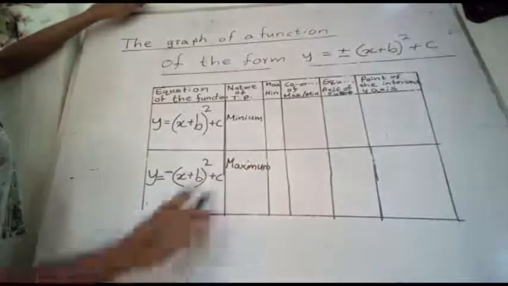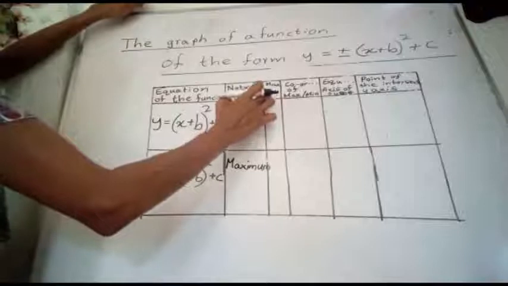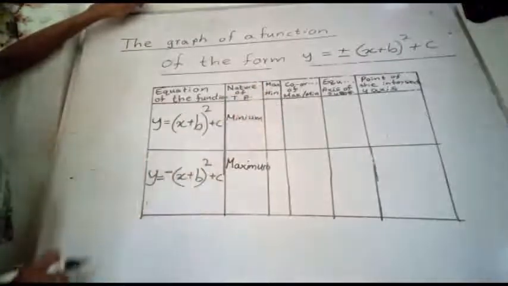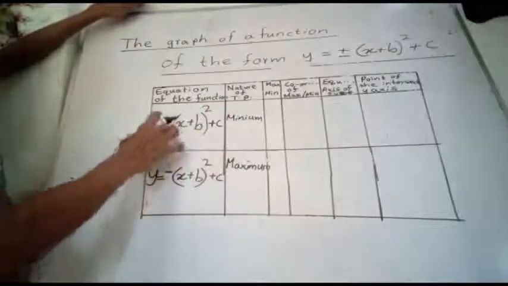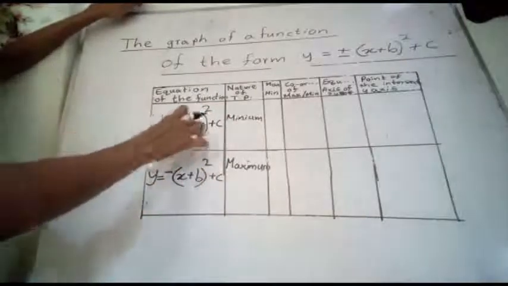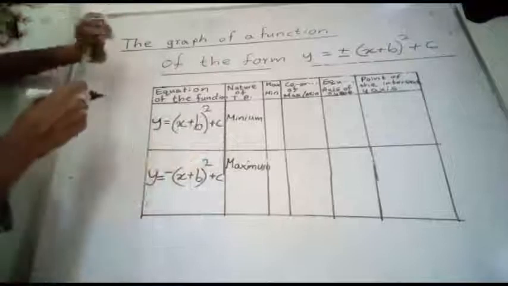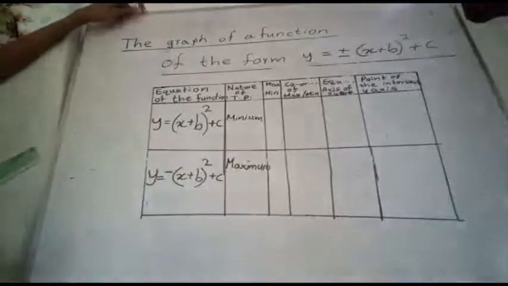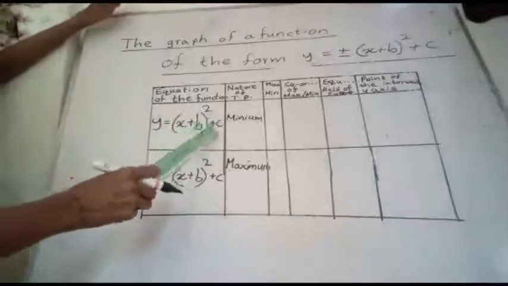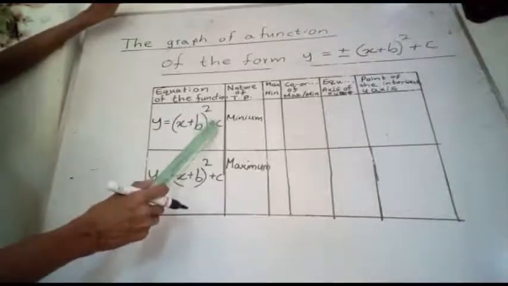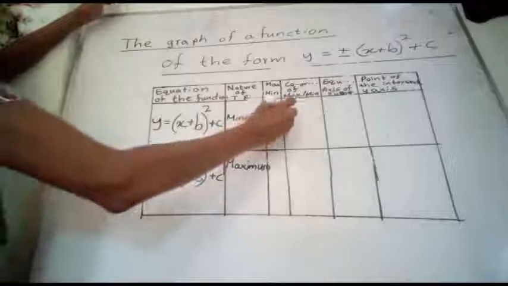Maximum. The maximum or minimum value of the function: y equals square root of x plus b plus c. The maximum or minimum value of the function is this constant c.